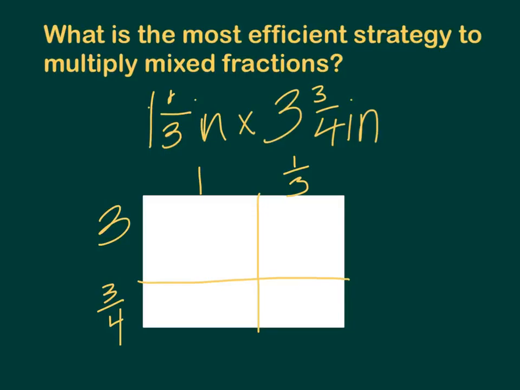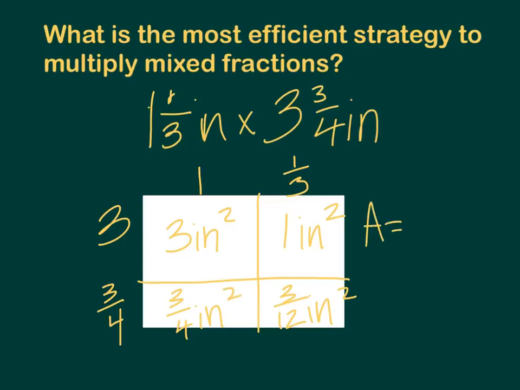I'm going to multiply 3 times 1 to find the area of this rectangle. 3 times 1 is 3 inches squared. 1/3 times 3/4 is 3/12 inch squared. And 1 times 3/4 is 3/4 inches squared. Now, if you add all of those up, you will get 3 plus 1 plus 3/4 and 3/12.